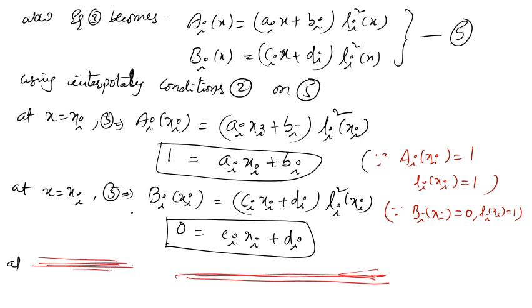Now at x equal to x_i, coming to derivative conditions, let me consider derivative conditions. Differentiating equation 5, because derivative interpolating conditions are there, what I am getting is A_i'(x) equal to a_i times L_i squared plus (a_i x plus b_i) times 2 L_i(x) L_i'(x), right? This is one. Next one, B_i'(x) equal to c_i L_i squared plus (c_i x plus d_i) times 2 L_i(x) L_i'(x), right?